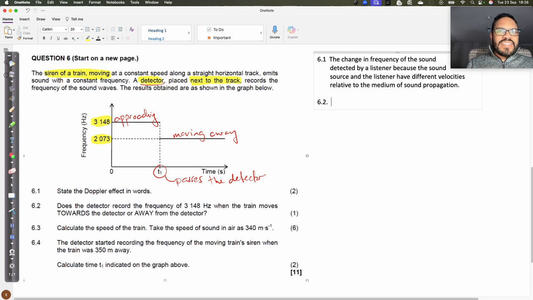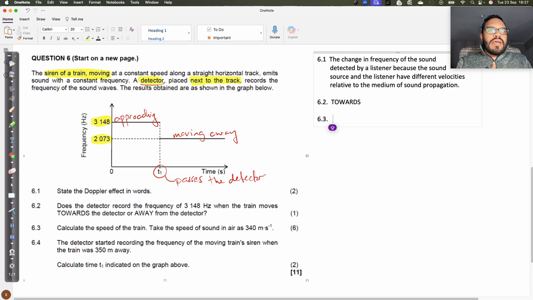6.2. Does the detector record the frequency of 3148 when the train moves towards the detector or away from the detector? Now there we say it's approaching, so the word here must be towards, right? So that's what you're going to write down. Usually the question will say write only towards or away.